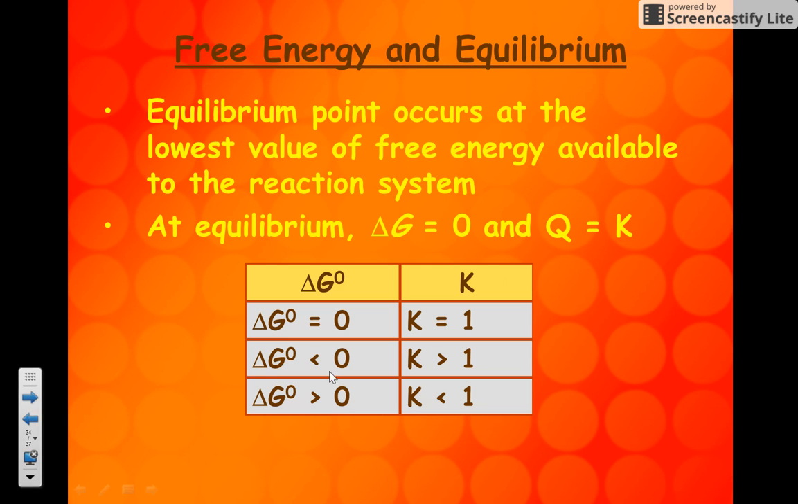All right. Delta G less than 0 means your K is greater than 1, and delta G greater than 0, so positive, means your K is less than 1. So that's when the reactants will be favored.